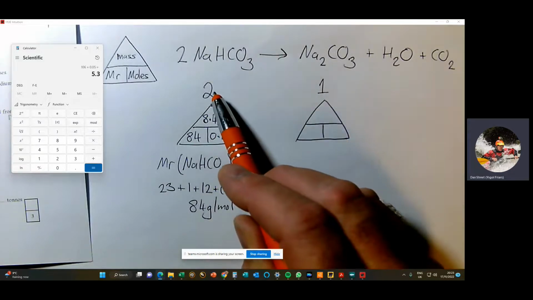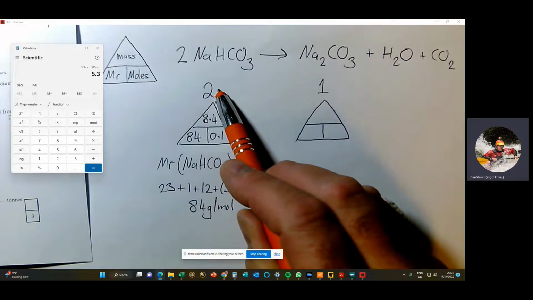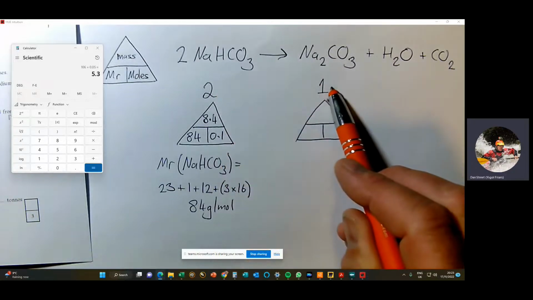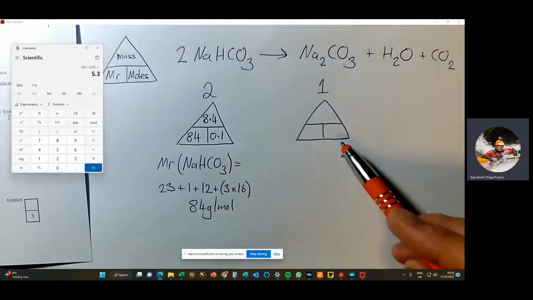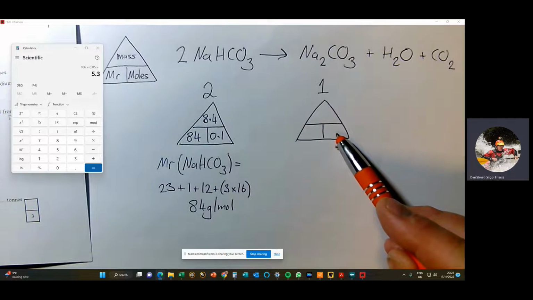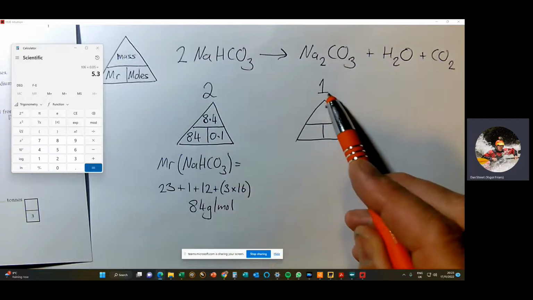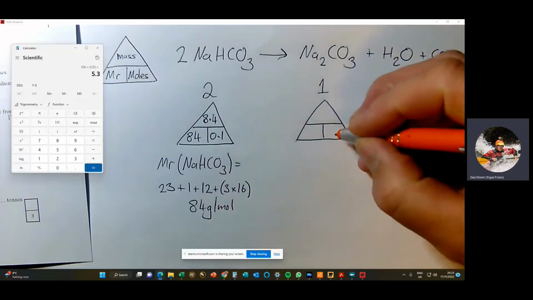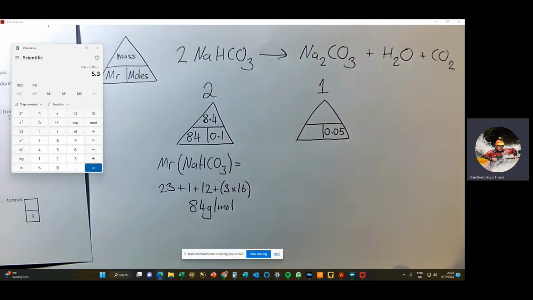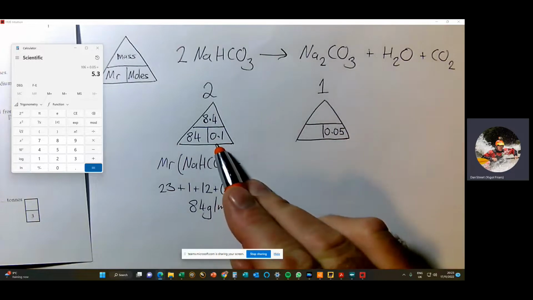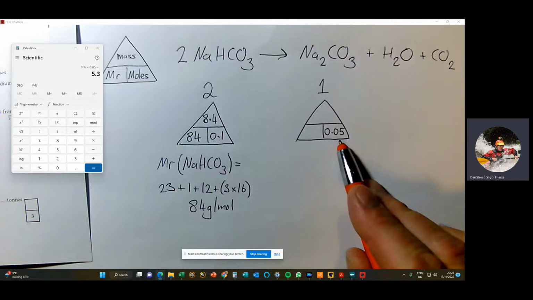Now we know from the equation that for every 2 moles of sodium hydrogen carbonate, we get 1 mole of sodium carbonate. Okay, so it's important to remember that. So in this corner of the triangle, we can now put the number of moles, but we must remember that it's half of that value, because 1 is half of 2. So we can now say that that's 0.05 moles. Okay, so for every 0.1 moles of sodium hydrogen carbonate we use, we will make 0.05 moles of sodium carbonate.